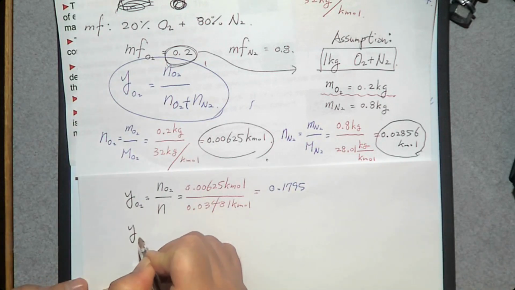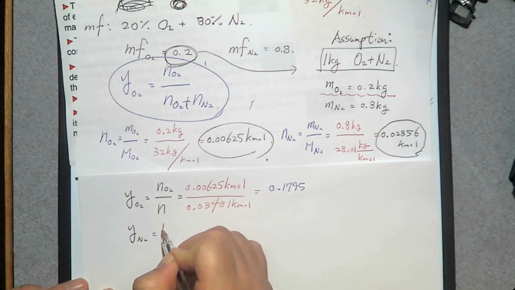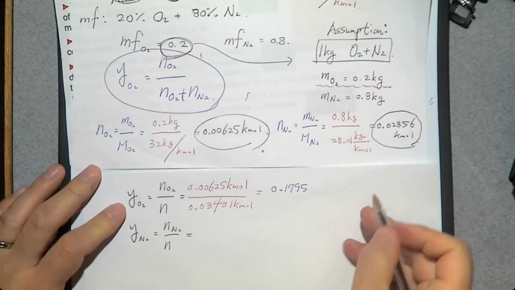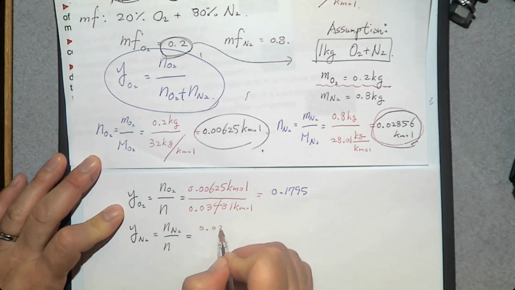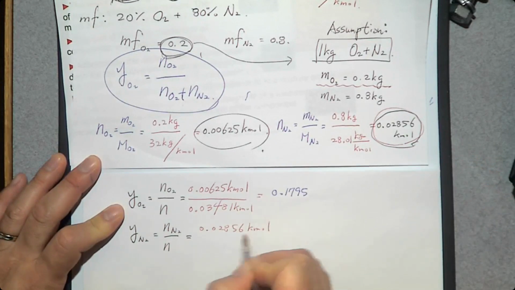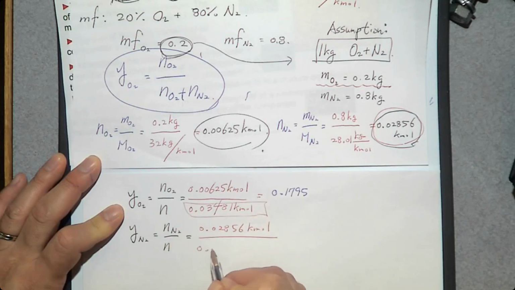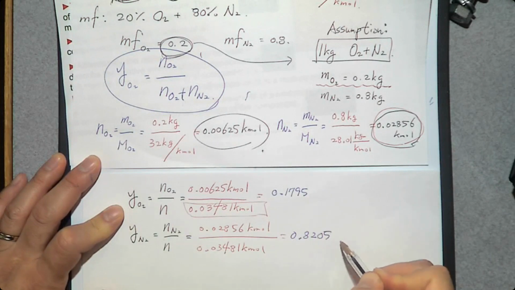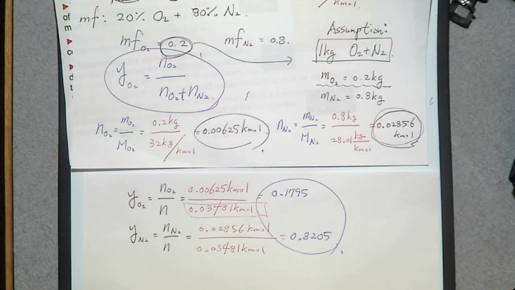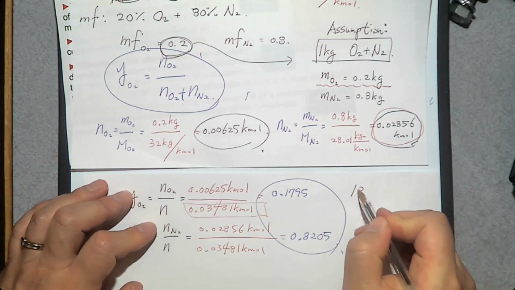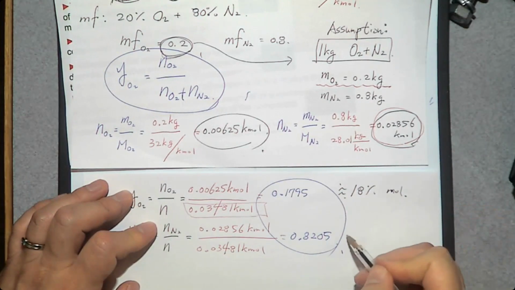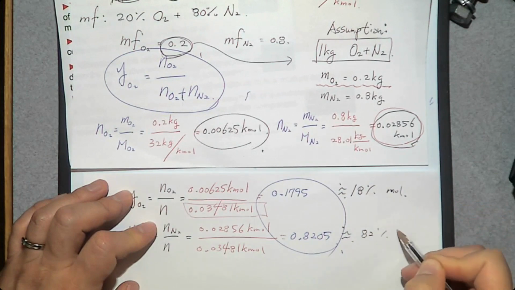Then the molar fraction of nitrogen can be determined by the number of moles of nitrogen divided by the total number of moles, which is this one, 0.02856 kilomoles divided by the total number of moles, 0.03481 kilomole. Then it is 0.8205. So about 18% approximately, that is the molar fraction per mole, and approximately 82% per mole.